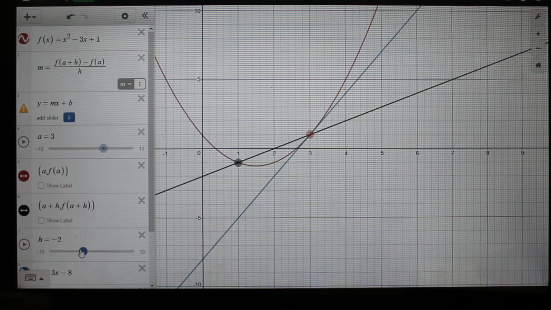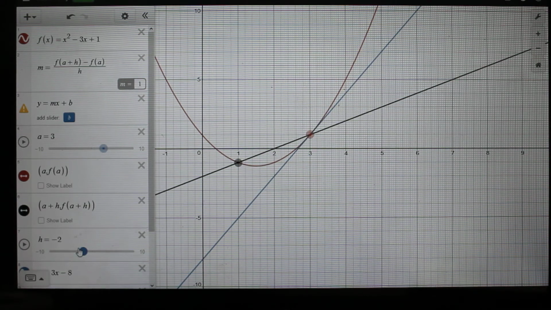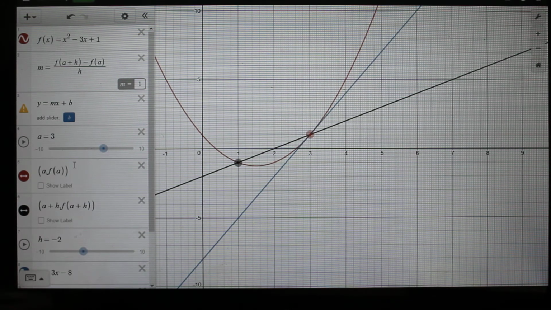Now in conclusion, the slope of the secant and the slope of the tangent are very closely related and can be mixed up easily. So I would say we shouldn't mix them up.